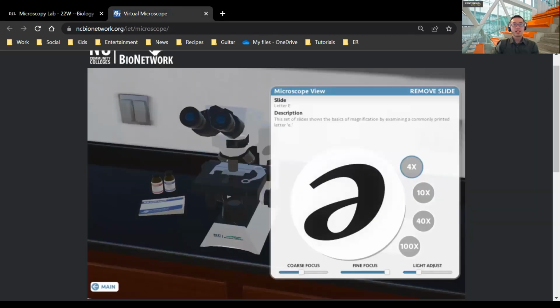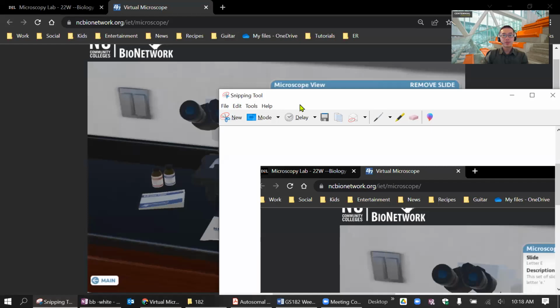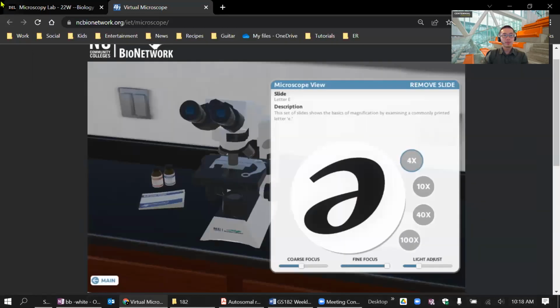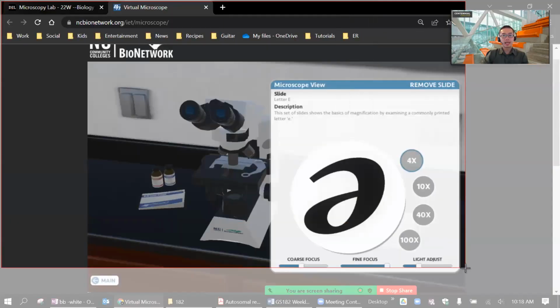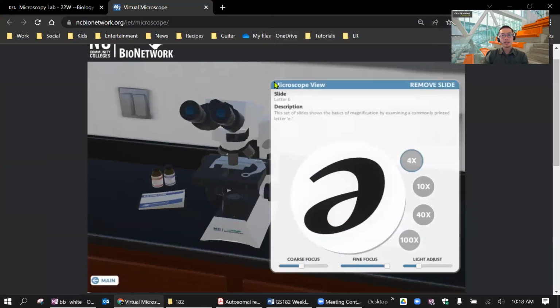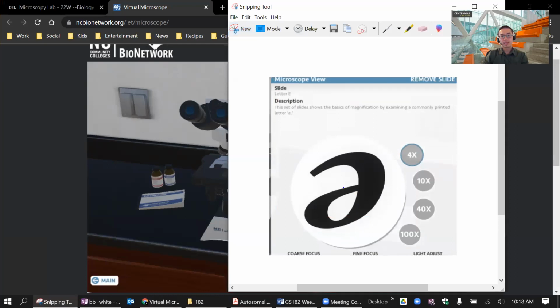This is what you should not be doing. Do not take a picture like this. Actually, I have to share my whole screen for you to see what I'm doing. Do not take a picture of the entire screen like this. Some of you take a picture of the entire screen like that and then paste it into the assignment. Don't do that. I just need to have this particular view, and then you can paste that in.